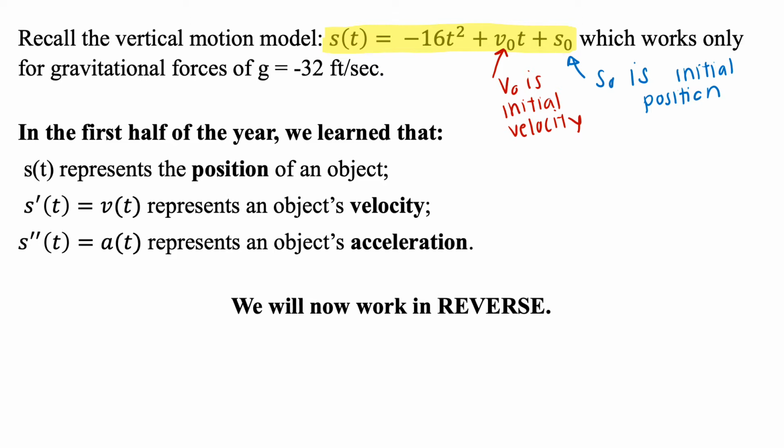In the first half of the year, we learned that s of t would be our position, and then the derivative s prime of t would be equal to the velocity, and then the derivative of the velocity, or the second derivative of the position, would be equal to acceleration. That was back when we were doing differentiation. Now that we can actually take the integral, we can go ahead and work backwards, or we can work in reverse.